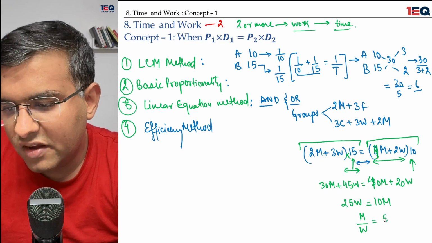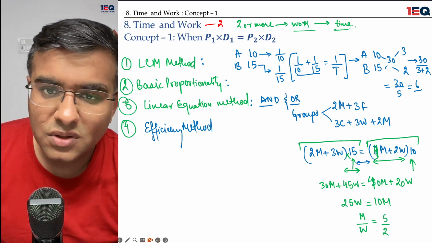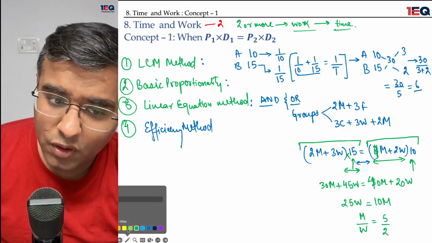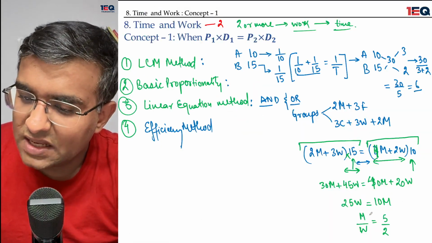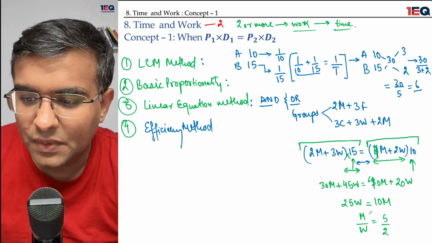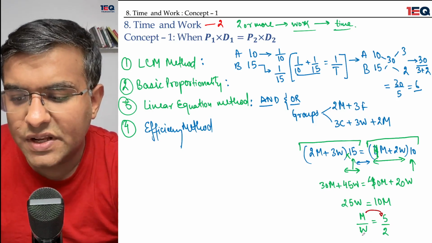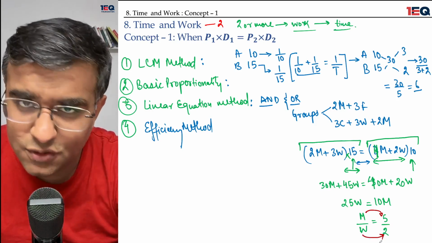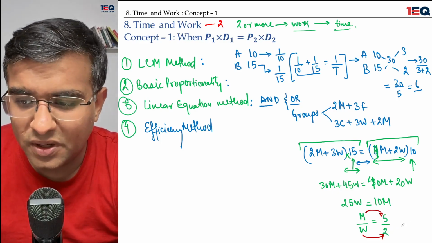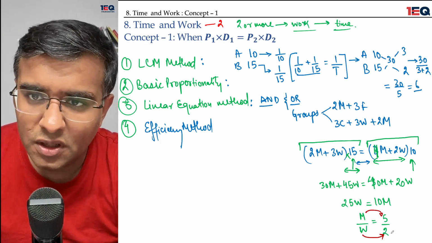yeah, 5 upon 2. So this value of 5 upon 2 is nothing but the efficiency of each of them. What is the efficiency of men, if you may ask me? The answer is 5. What is the efficiency of women, if you may ask me? That is 2. Okay, I hope you are able to understand. 5 upon 2 means men upon women.